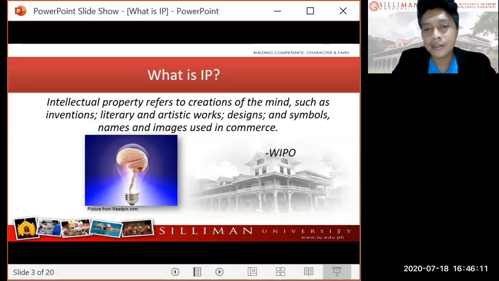To add to that, IP is also considered your asset. So if it's your asset, it means that you can do what you want with those assets. Just like your car, you can sell, buy, or lease. Your IPs can also be sold or leased or licensed to other people.